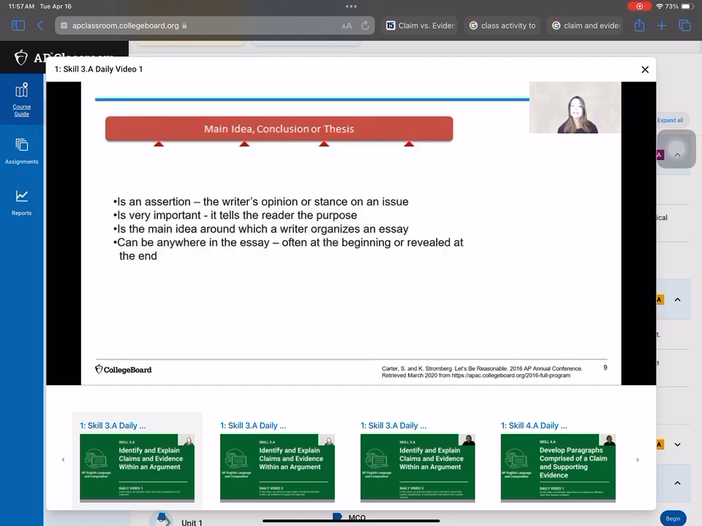So the main idea, conclusion, or thesis is an assertion. It's the writer's opinion or stance or message. It's very important because it tells the reader the purpose. It is the main idea around which a writer organizes an essay. And it can be anywhere in the essay. Often we find it at the beginning, or it may be revealed at the end.